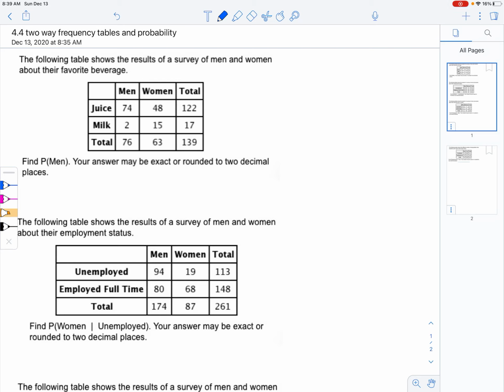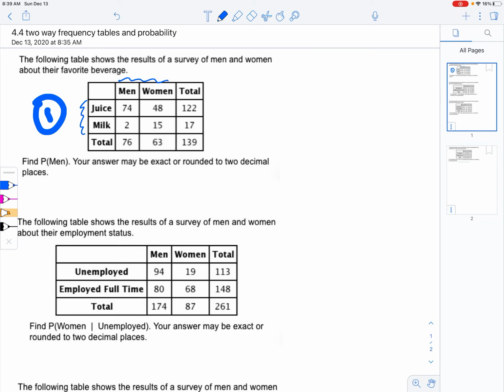The first one you're going to see looks like this one. So the following table shows the results of a survey of men and women about their favorite beverage. The choices are juice and milk, and there's men and women, right? So we have the total number of people that participated in this survey, the total number of women, the total number of men, the total number of human beings that prefer juice, the total number that prefer milk.